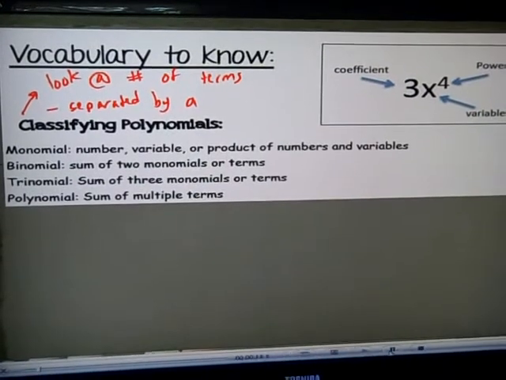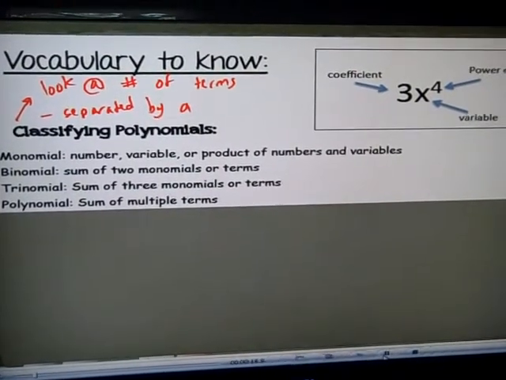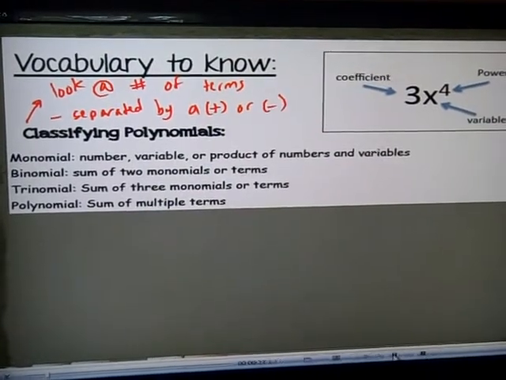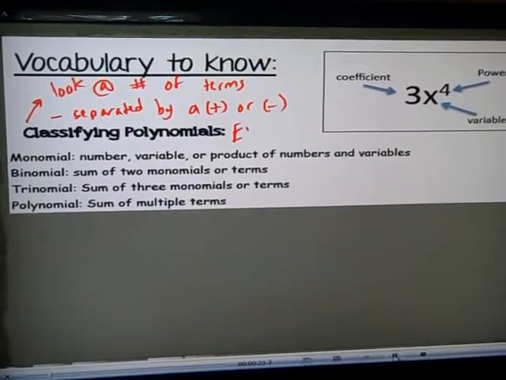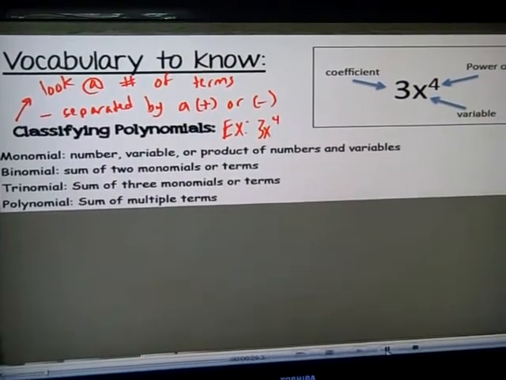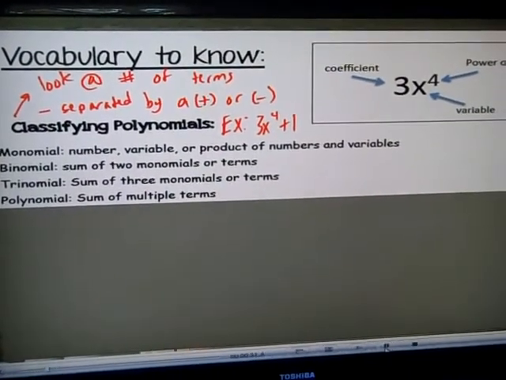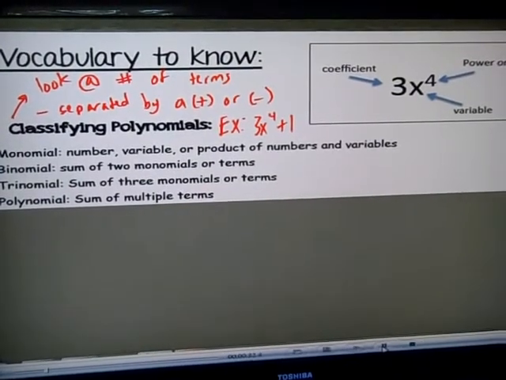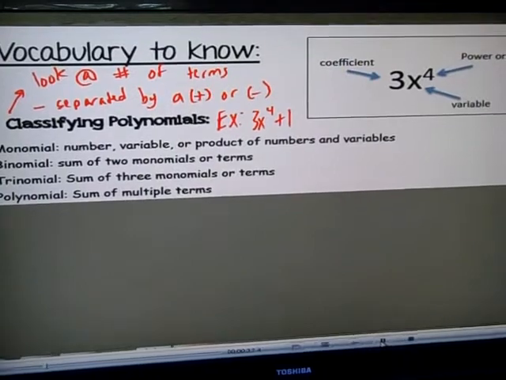Look if the terms are separated by a plus or minus. This is a good way to know when a term ends and when another one begins. Where the plus is, it separates 2 terms. Where the minus is, it also separates 2 terms. For example, 3x to the 4th plus 1, that is 2 terms, so it should be a binomial.